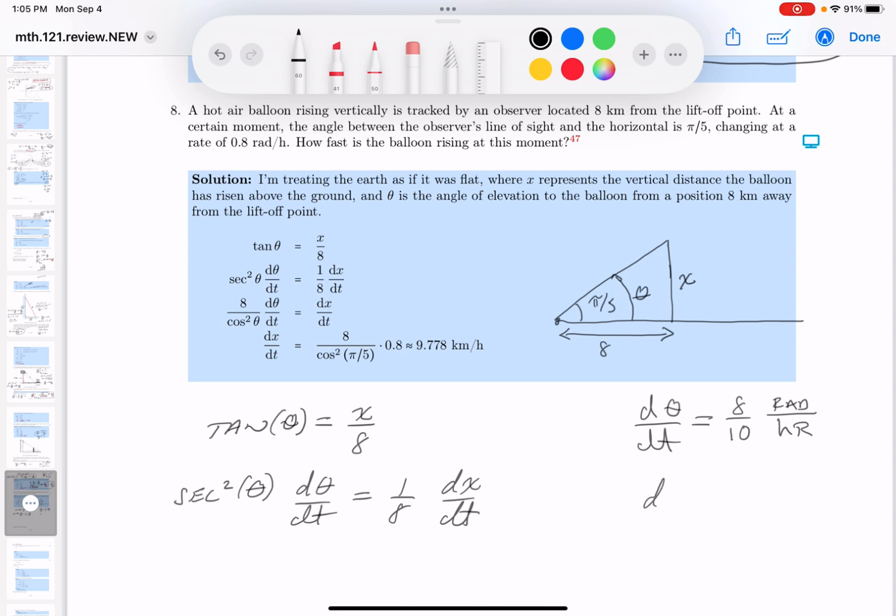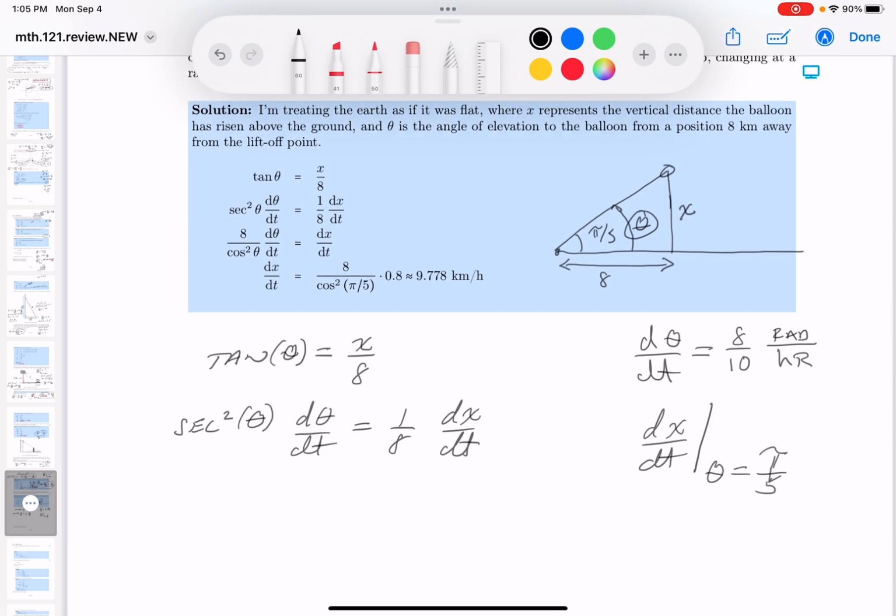Now what's their question? Their question is, what's dx dt? Let me see, at that particular moment, and what's that moment going to be? At a certain moment, the angle, I'll put this over here, theta is going to be pi over 5. Again, if this thing's rising, this theta is getting bigger and bigger and bigger, all right? And getting bigger and bigger at a rate of 8/10 radians per hour. So let's see if we can figure this out. And again, this is a question. What's your question? Well, let me just multiply both sides by 8. You get 8 secant squared theta d theta dt equals dx dt.